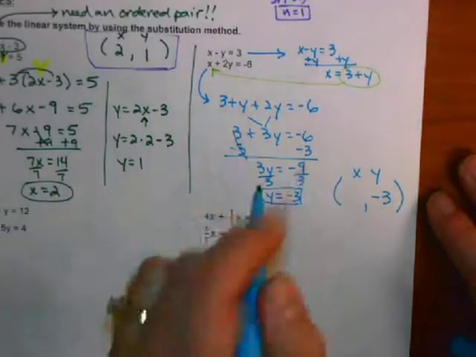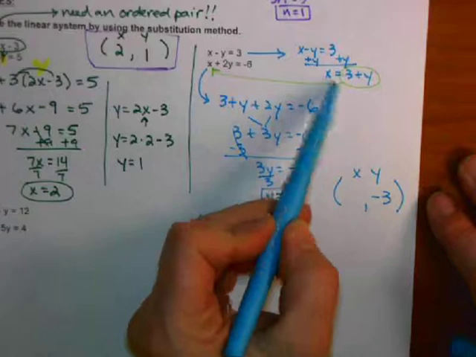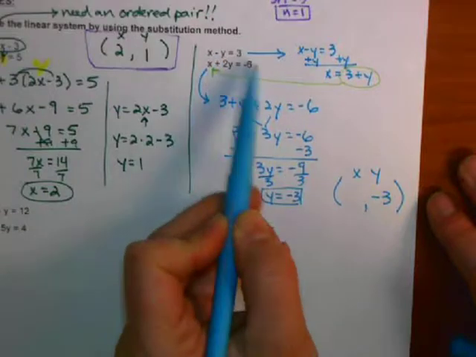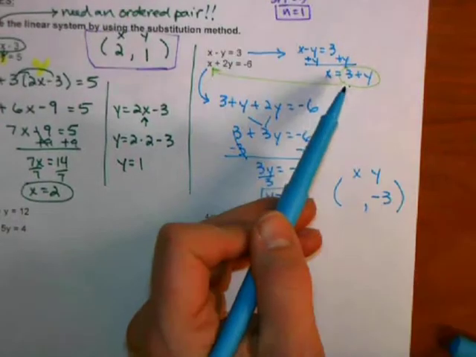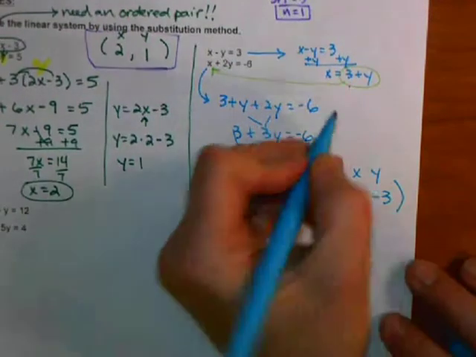Then I got to get x. So I look back at what I'm working with here. I could plug y into here, or here, or here. Which would be the easiest? Probably this one, right? To find out what x is. So I'm going to do that.